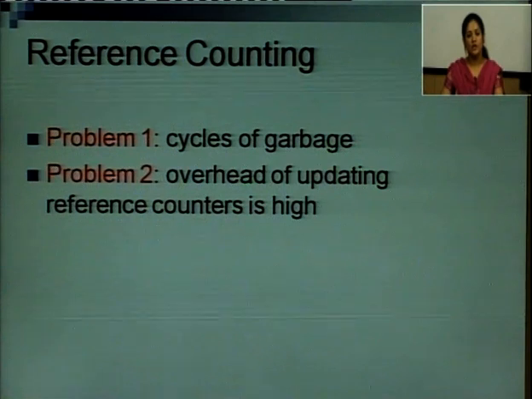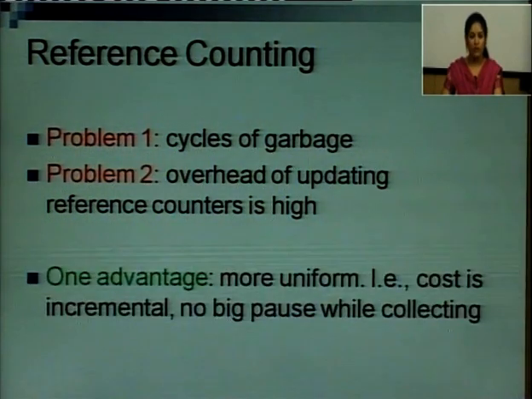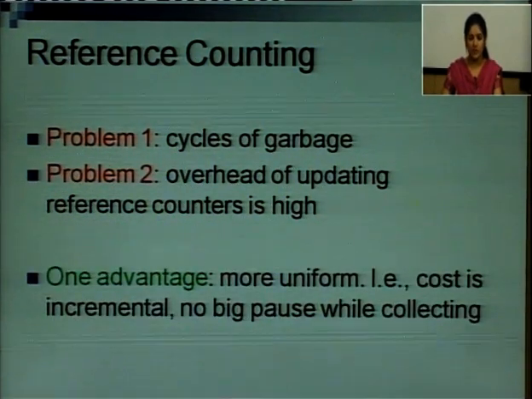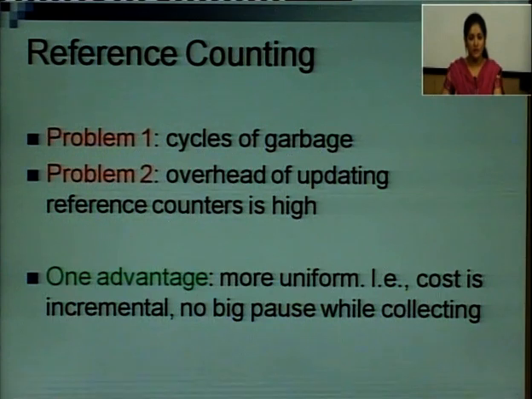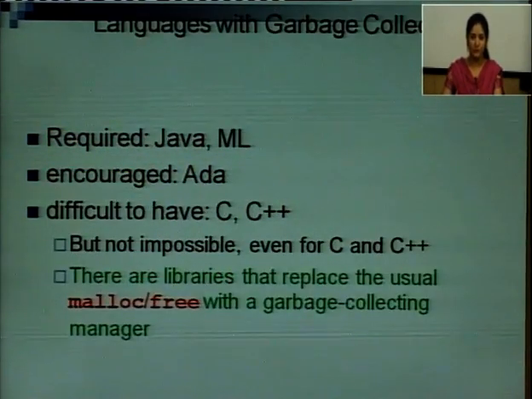In reference counting, we had two problems: cycles of garbage, and the overhead of updating reference counters is high. We may have a number of cycles of garbage, and the second problem is the reference counters, which we have to update again and again. One advantage of this method is that the cost is incremental, with no big pause while collecting the garbage.